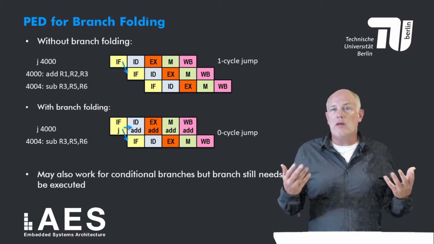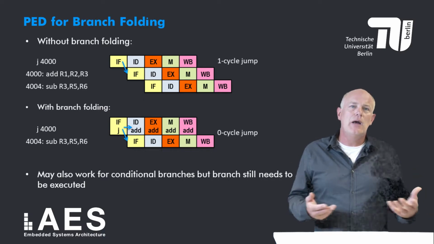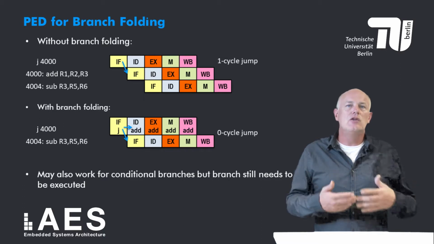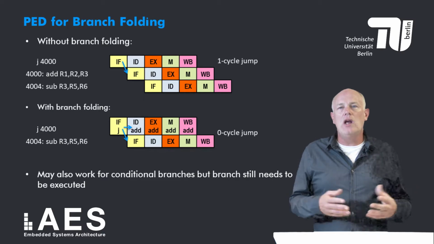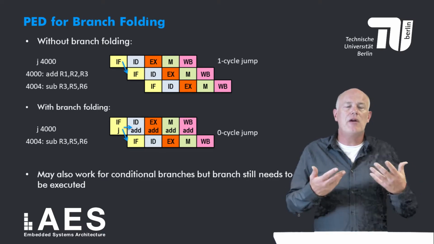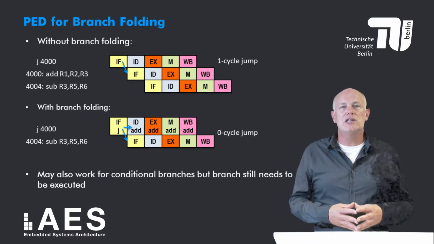I finally remark that branch folding can also be used to eliminate the cost of a conditional branch, but other than jumps, the conditional branch still has to be executed to determine if the branch was correctly predicted or not. In this case, we only obtain 0-cycle execution for correctly predicted branches if there are sufficient resources to execute the branch and the target instruction in parallel.